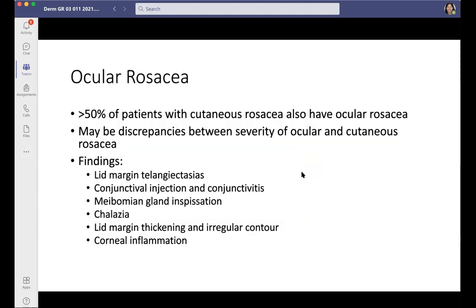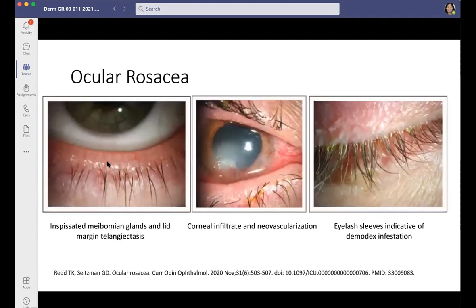I know we only have 1 minute left, so I won't go too much into detail, but for ocular rosacea, there's a lot of overlap with cutaneous rosacea, and there can be discrepancies between the skin findings and the eye findings. A lot of what we'll see includes inspissated meibomian glands and telangiectasias on the eyelid. You can get corneal infiltrates and edema, neovascularization or abnormal blood vessels here, as well as Demodex infestation.